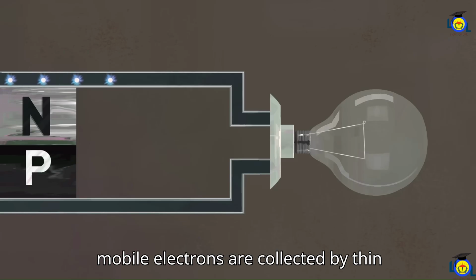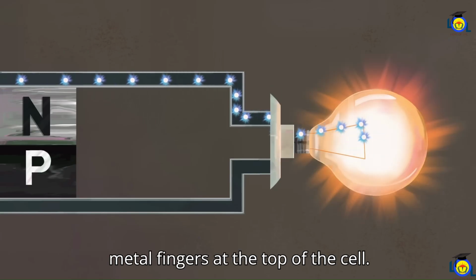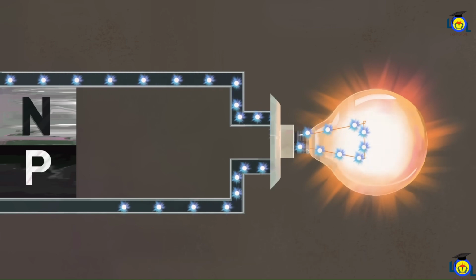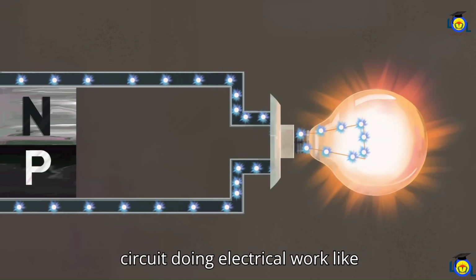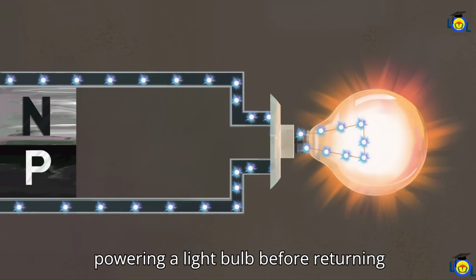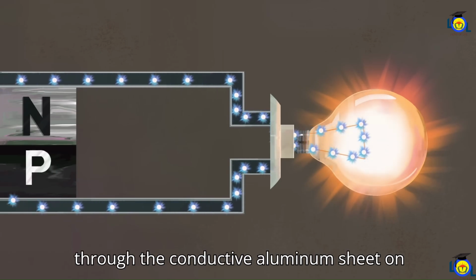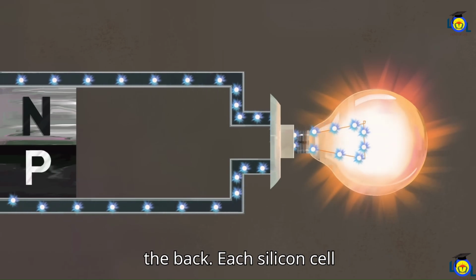The mobile electrons are collected by thin metal fingers at the top of the cell. From there, they flow through an external circuit, doing electrical work like powering a light bulb, before returning through the conductive aluminum sheet on the back.